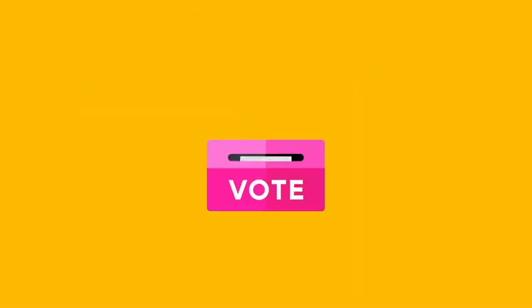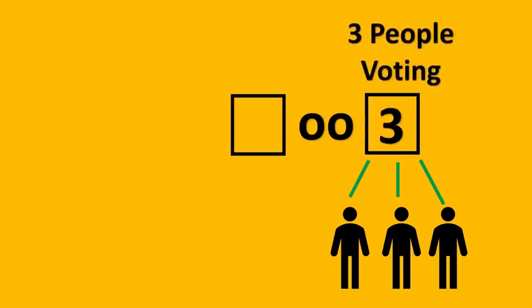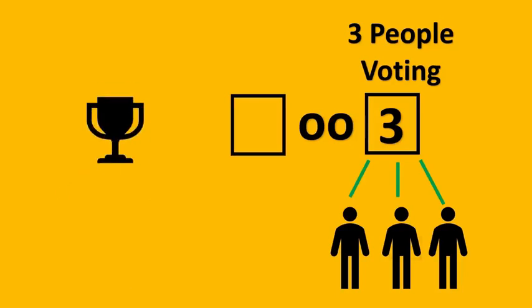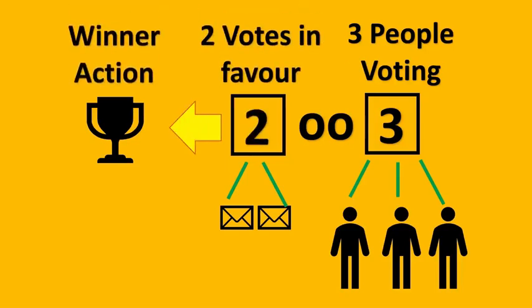For this, similar to how we have elections, it is exactly the same concept. So you have people voting. Let's imagine three people are voting. So there are three numbers put here. Then you have how many votes are required for the candidate to win. For example, in our case, if two votes are given in favor, the candidate will win the election, or the action will be taken.